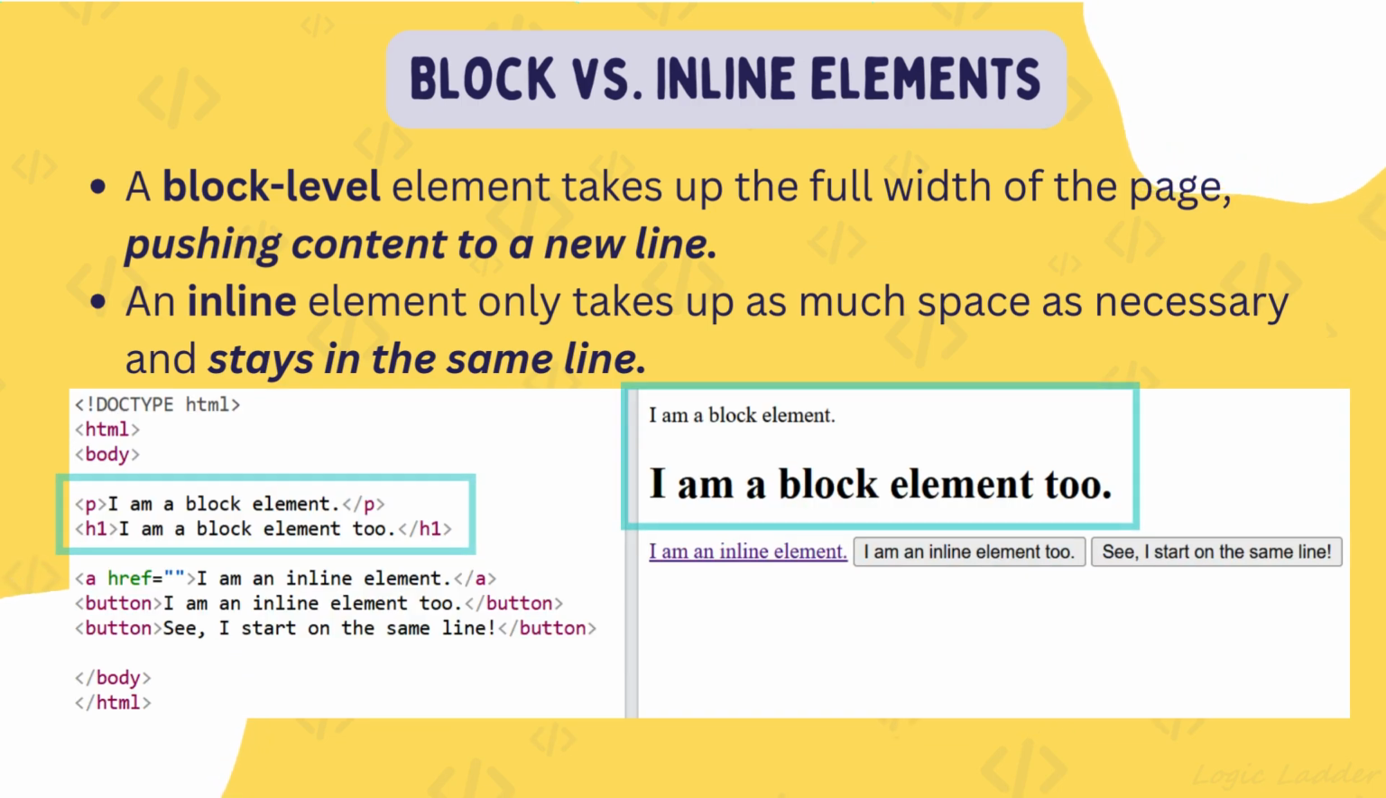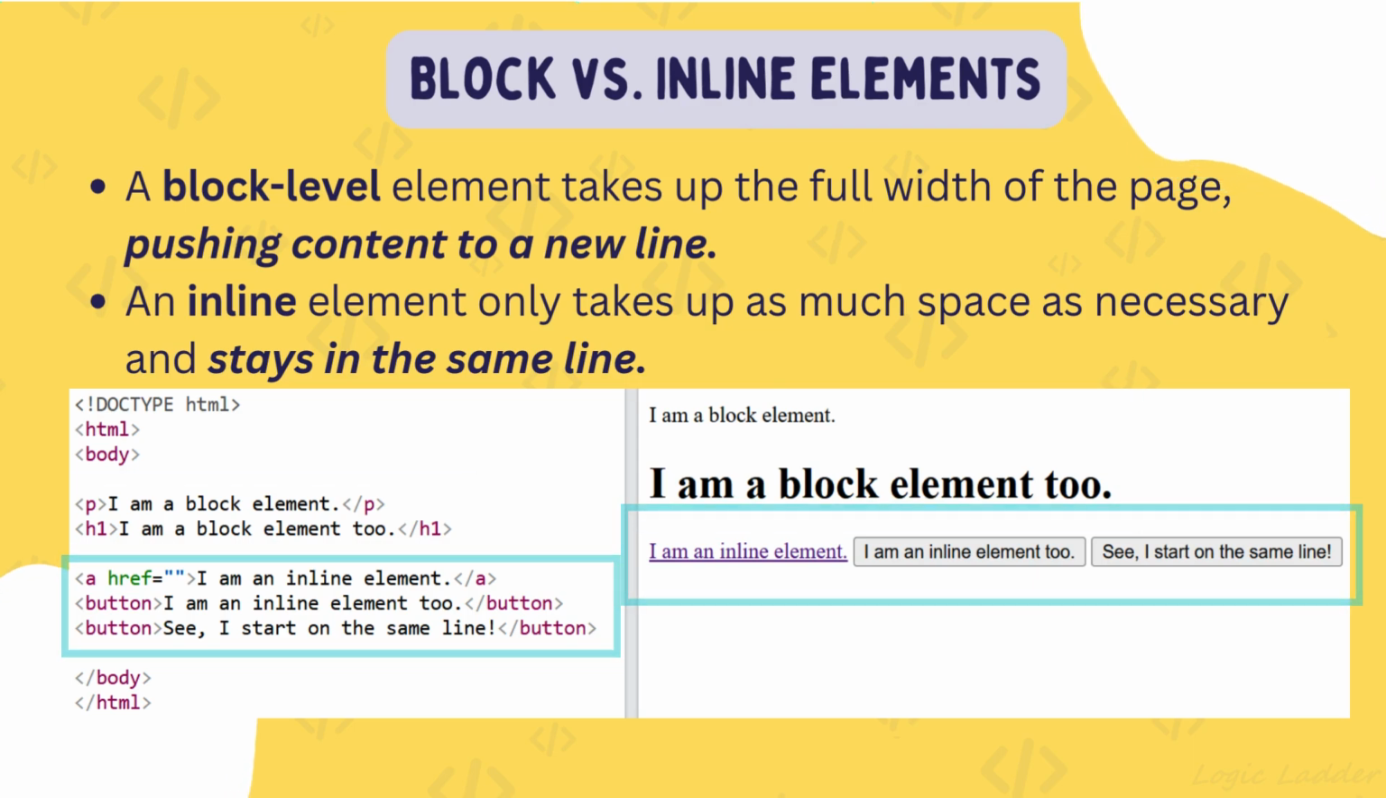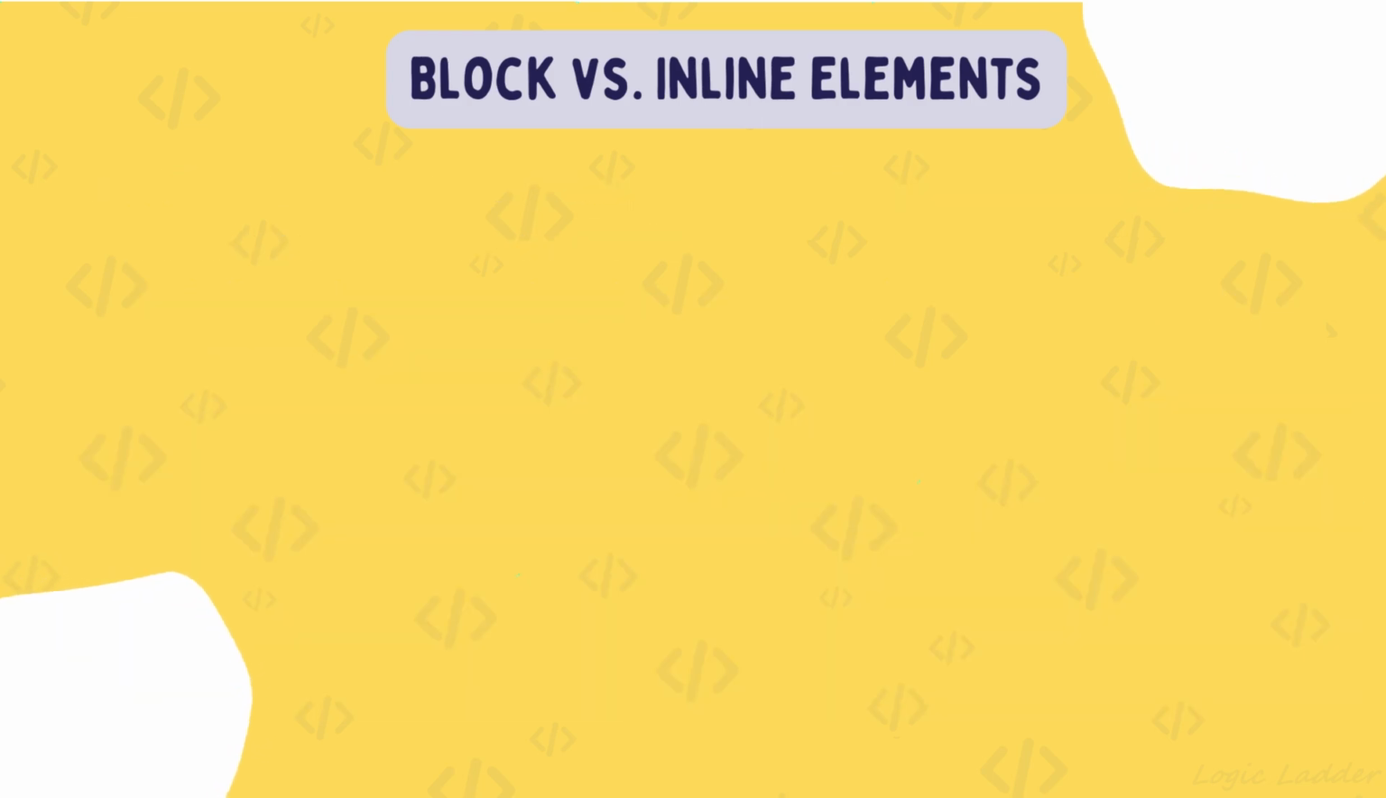Notice the difference. The P and H1 tag is forcing the next element to start from a next line, just like pressing enter when you type in Word. Whereas, anchor and buttons start one after another on the same line. Now you are good to understand what are div and span.